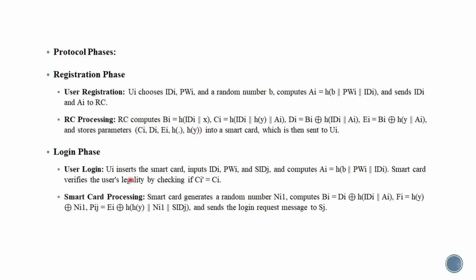In the login and authentication phase, the user enters his smart card and inputs his user ID and password and computes the hash value back again. The smart card verifies the user's legitimacy by comparing it with the previously stored hash value. The smart card generates a random number and calculates a few other hash values and sends the login request to the server J.